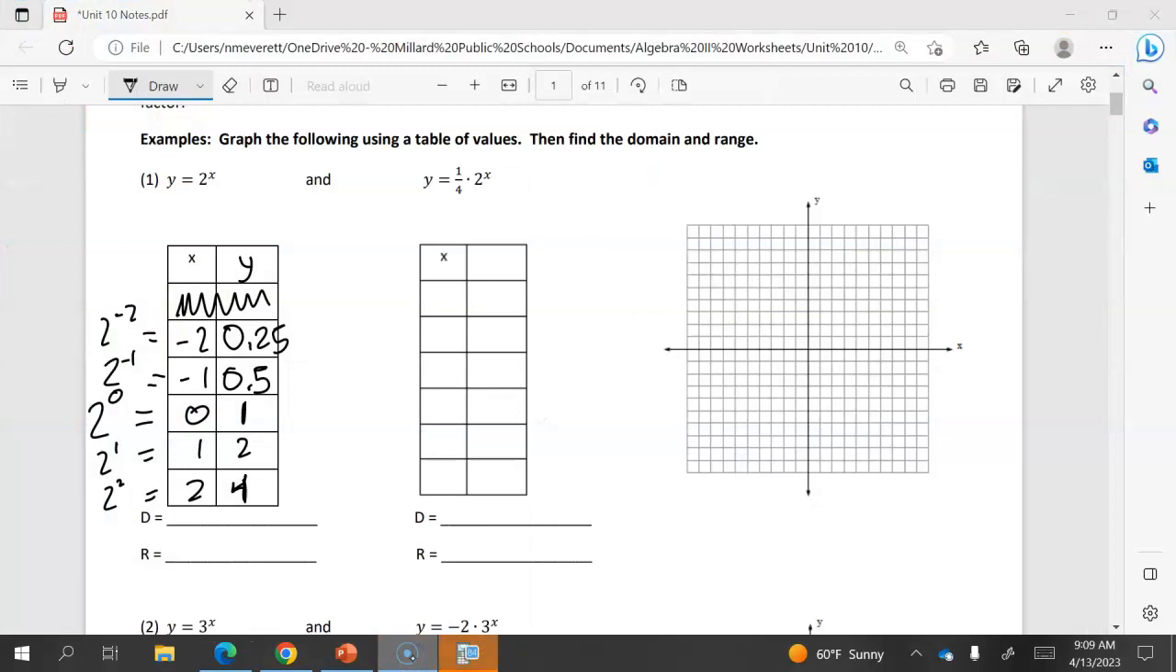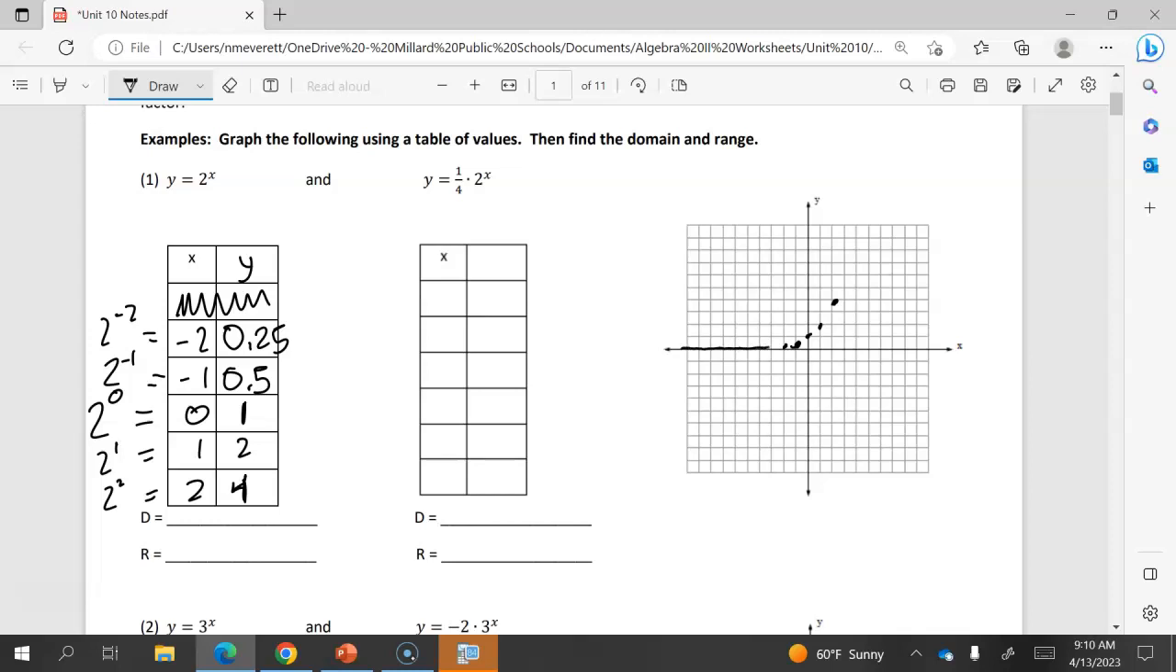All right. So we have this graph here. We're going to go ahead and graph it. So (0, 1) is right about there. (1, 2) is right about there. (2, 4) is right about here. And then (negative 1, 1/2) is right about there, and then the next one's just a little bit below that.